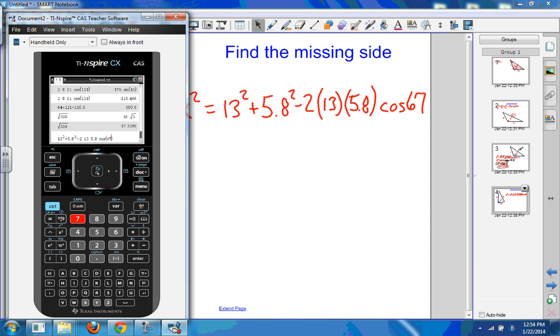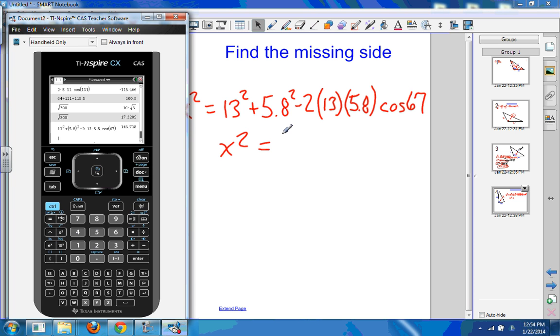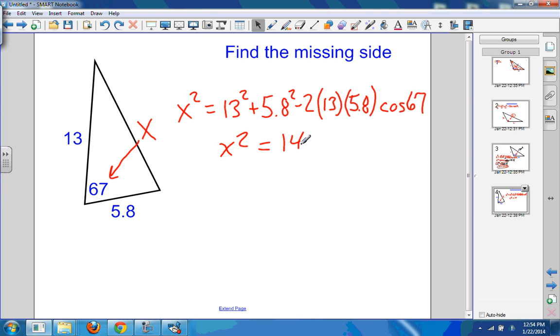If I hit enter, I get x squared is equal to about 143.7. So hopefully you realize 143.7 is way too big for this. That would not make a triangle. And you notice that we have this x squared here. So to get rid of our x squared, finish up this problem, we take the square root of both sides, and the square roots cancel out. We get x is equal to the square root of 143.7.